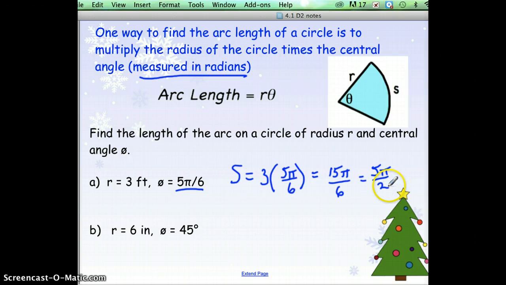Or if you'd want to give your answer in decimals, it's 7.834. And the units for the arc length are the same as the units of the radius. So feet would be our units.